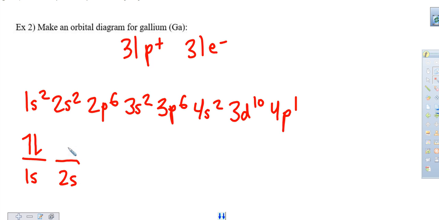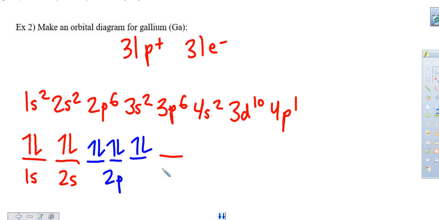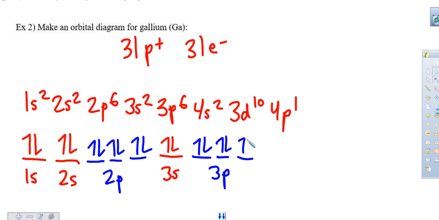So 1s, the 2s has 2. 2p, I use a different color for the 2p. 2p has 6. So I can go ahead and put 2 in each one, 1 up, 1 down. Then we've got the 3s. 3s has 2 electrons. And then we've got the 3p. 6 here, 2 in each one. And then we've got the 4s.